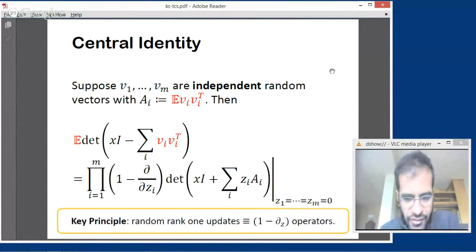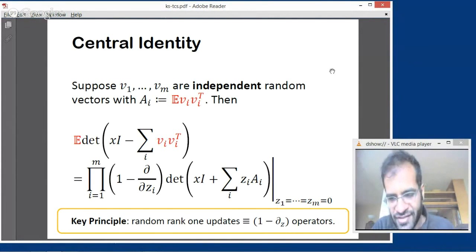So the proof of this is also sort of like half a page. You can do it by Cauchy-Binet, or James Lee has like a 3-line proof using rank 1 updates. But in all these proofs, the basic principle is that random rank 1 updates of these expected characteristic polynomials on the left-hand side correspond to these differential operators on the right-hand side.